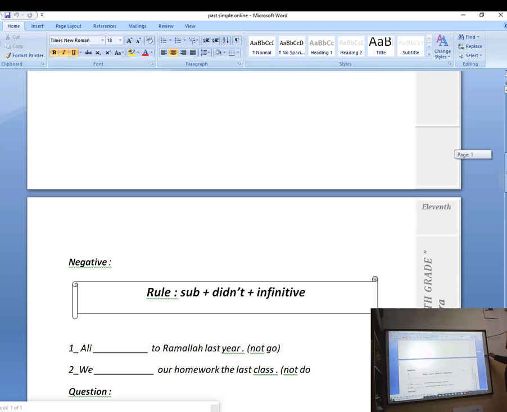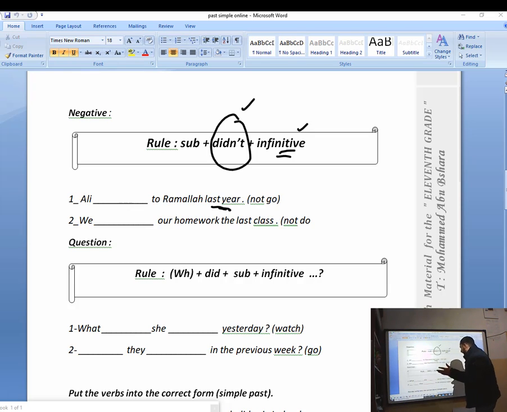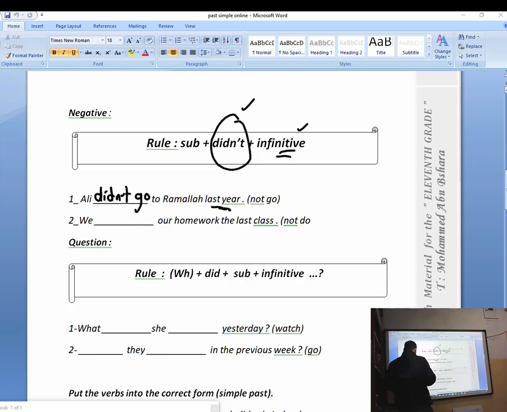First, we will start with the negative. If I have past simple, how can I negate the past simple? We can negate the past simple by using didn't plus infinitive. I don't use verb 2 here at all because I have didn't, so I should use the infinitive after didn't. Just like Ali went to Ramallah last year, I have last year, which means something happened in the past. Not went, it means didn't go. Didn't plus the infinitive go as it is.